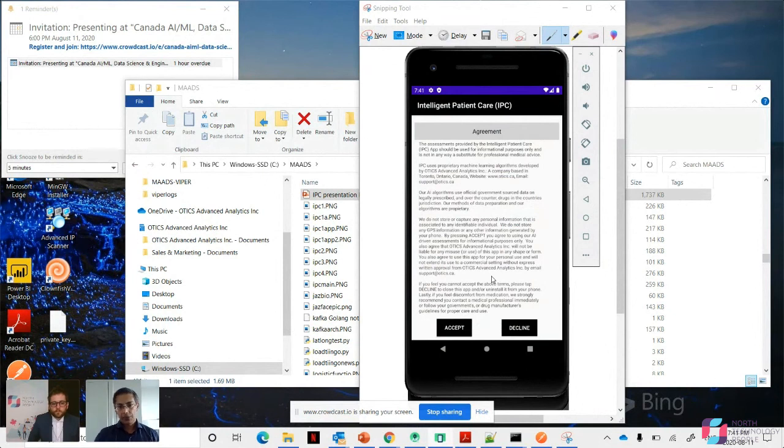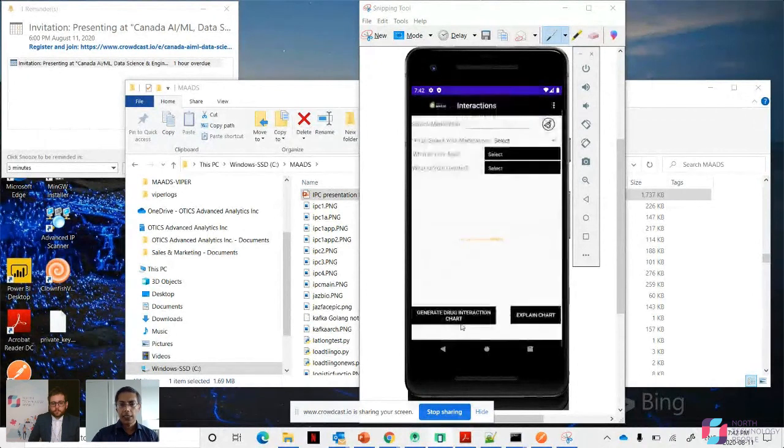And again, the other thing in this agreement is, don't use it for commercial use, use it for your personal use. And if you are going to use it for commercial use, please ask OTICS. And the last thing is privacy. We want to really harp on the fact that we don't use any personal information. No GPS information is recorded. This is completely anonymous. It's just meant to help people.